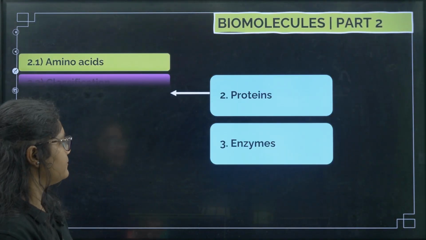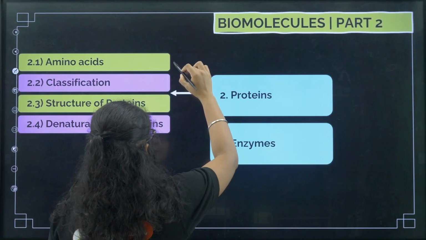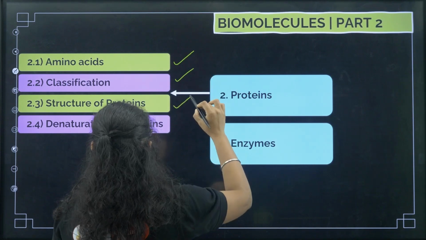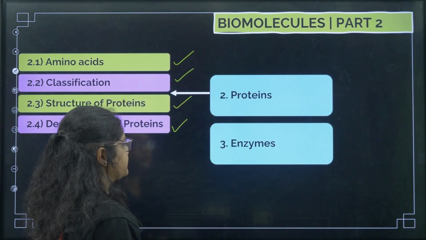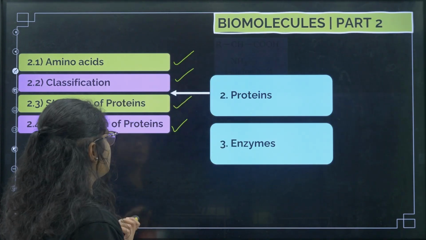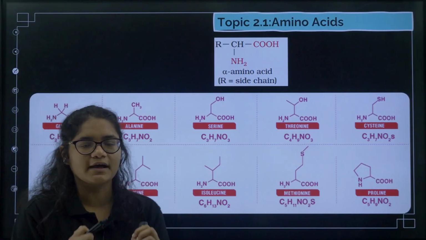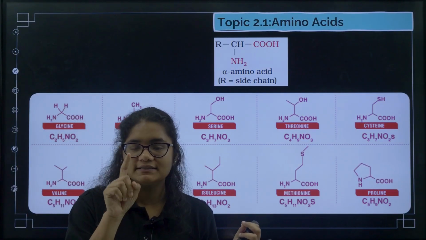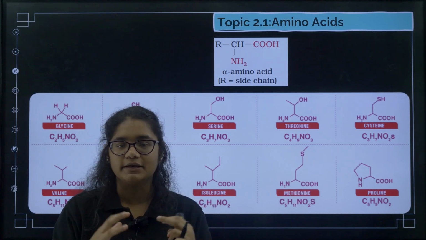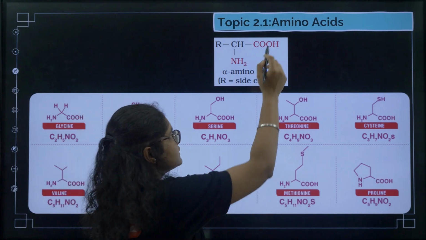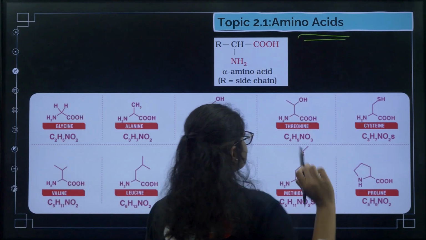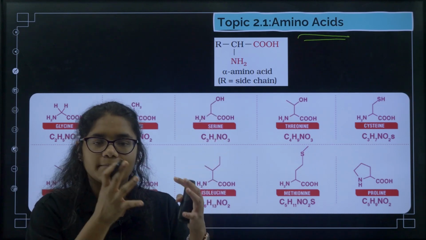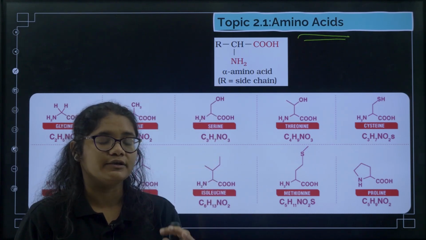Next, in proteins we are going to discuss amino acids, classification, structure and then denaturation of proteins. So let's start. Let us discuss what an amino acid is. Like carbohydrates are made up of one single unit called monosaccharide, similarly proteins are made up of units called amino acids. Many amino acids combine to give you a protein.